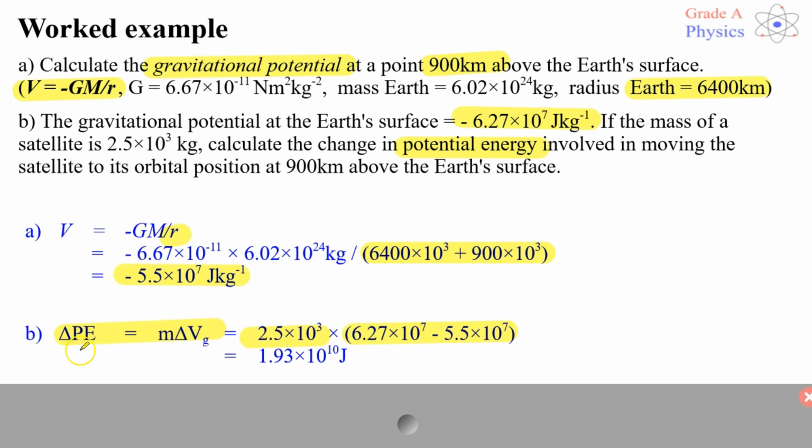So if we want the work done, or the energy, or in this case, the potential energy, it's going to be the change in potential multiplied by the mass, and it's the mass of the satellite, not the mass of the Earth. And we would expect to get a really large value, as in this case, because we're moving a very large mass between the Earth's surface and its orbital position. So this is in effect the amount of energy required to put this object in orbit. Now, in reality, it's a bit more complicated than that. But this is the difference in potential energy.